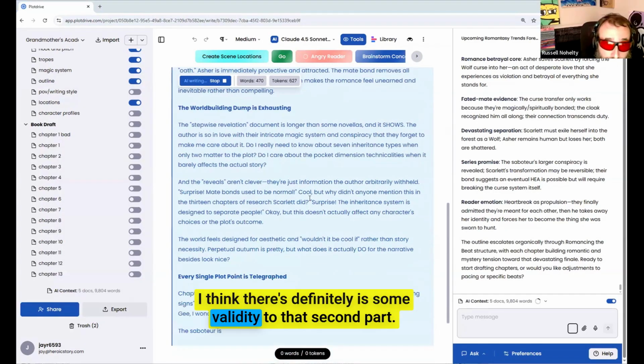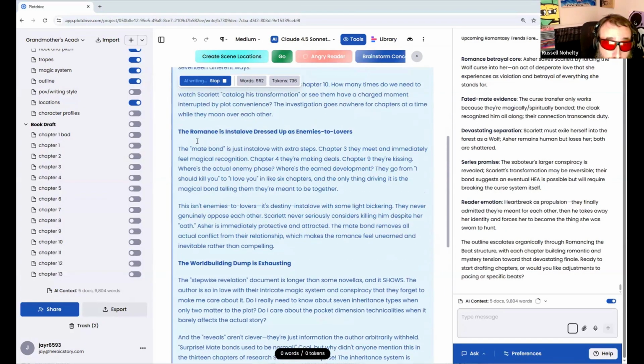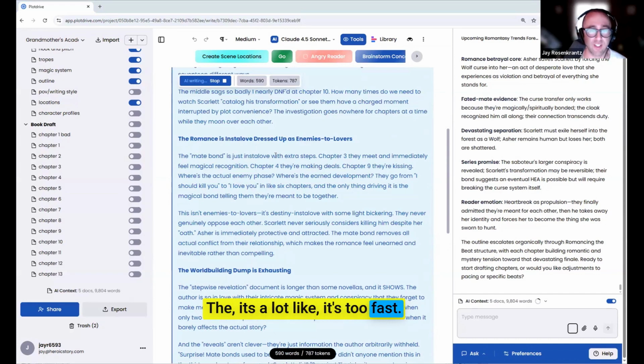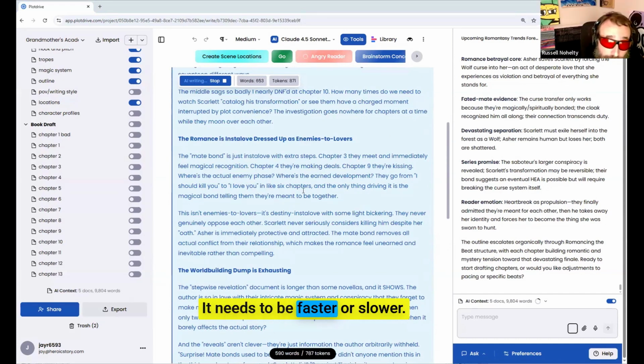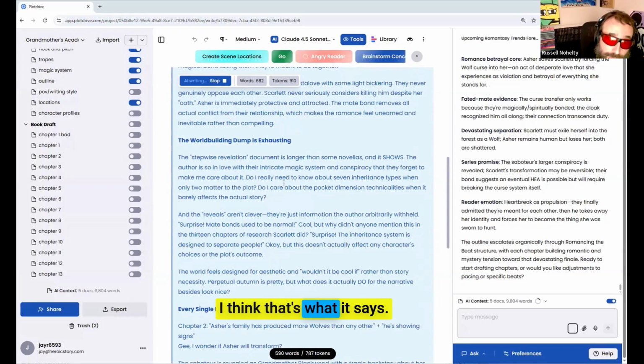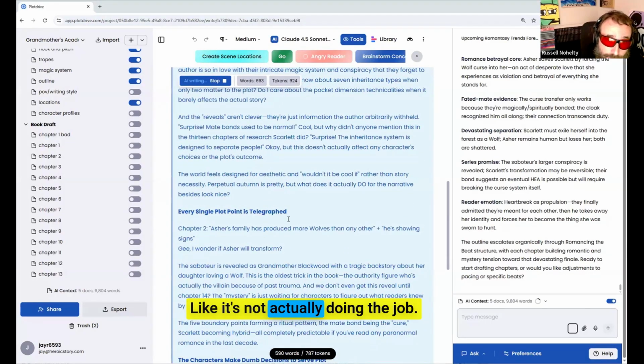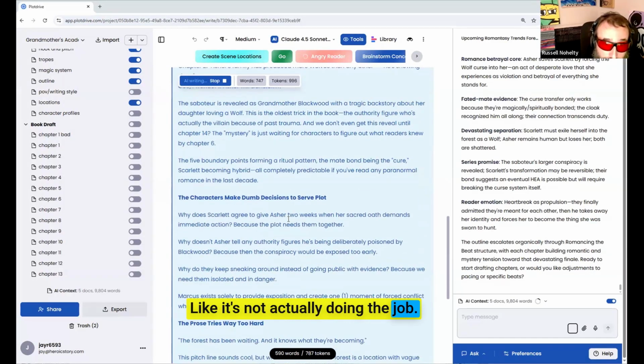There's definitely some validity to that second part. Make sure the install isn't too fast. It needs to be faster or slower. I think that's what it says. Like it's not actually doing the job.